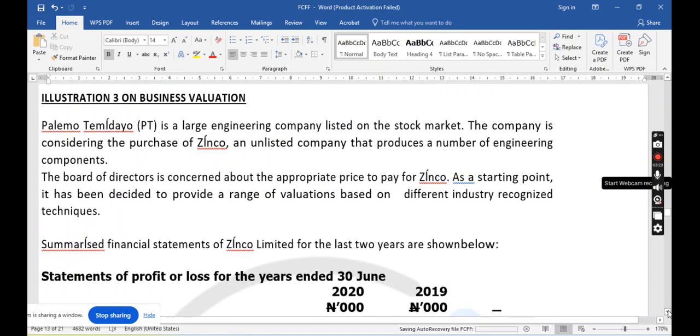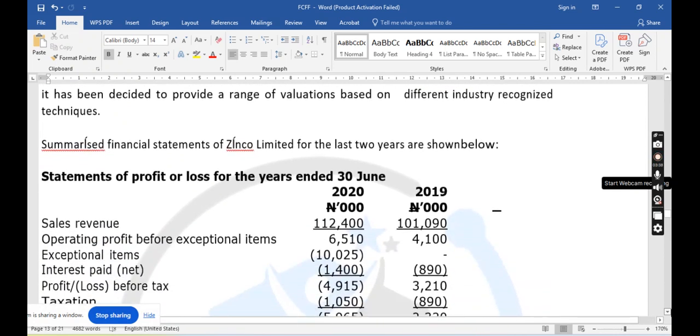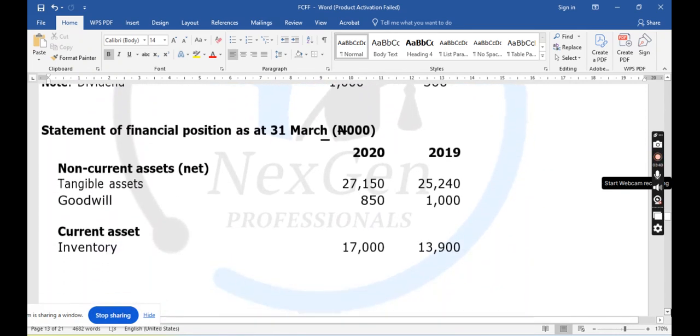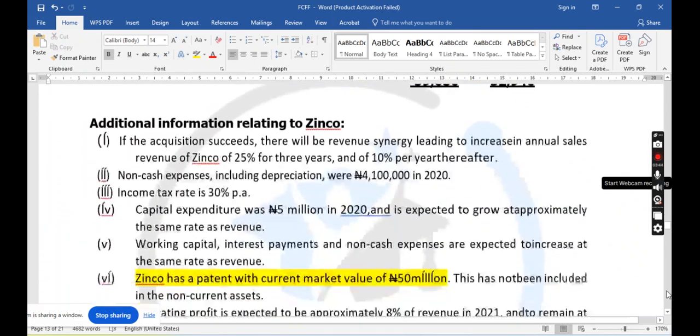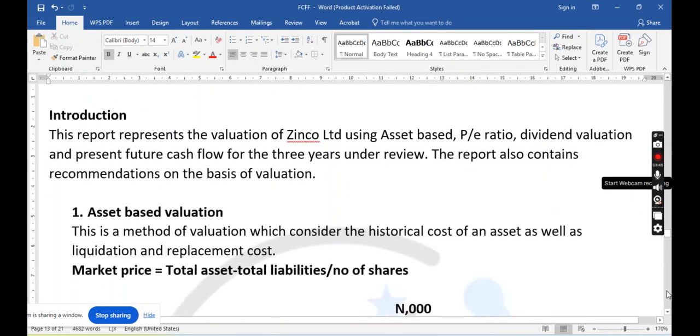PT is a large engineering company listed on the stock market. The company is considering the purchase of Zinco, an unlisted company that produces a number of engineering products. Unlisted. The company is not listed. If you calculate the market price, there's no cause for alarm, right? There's no problem. Everything is fine.